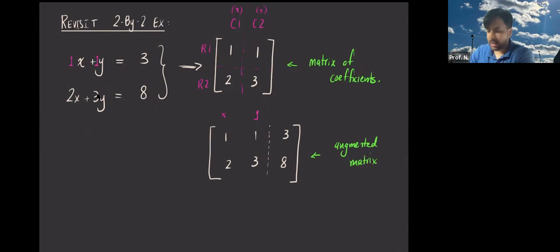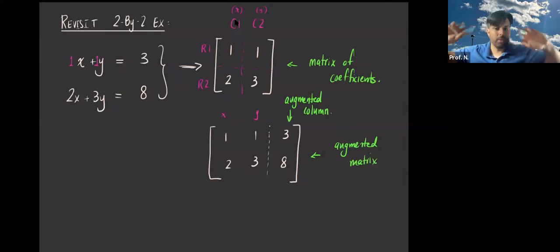Augmented, we add an additional column, this is the augmented column. Okay, so far so good. Any issues with the form of a matrix, how we arrange a matrix? There's nothing special about having 1, 1 here.